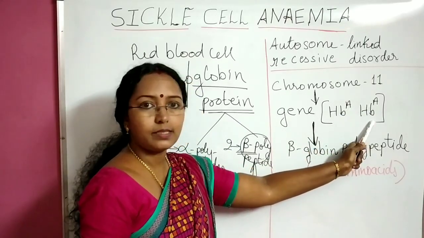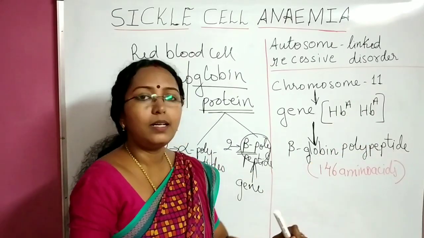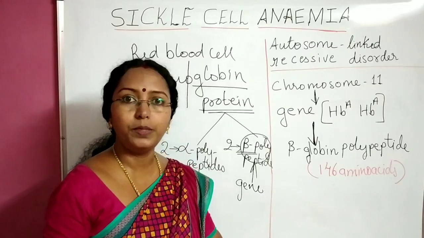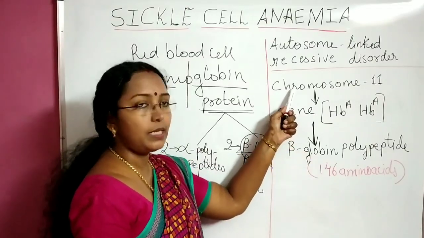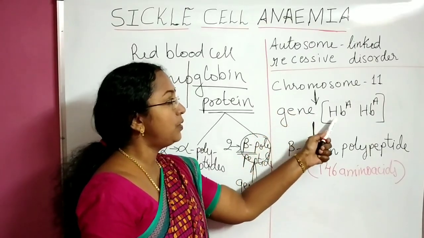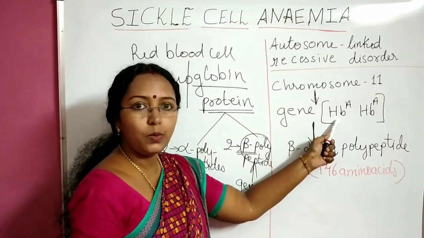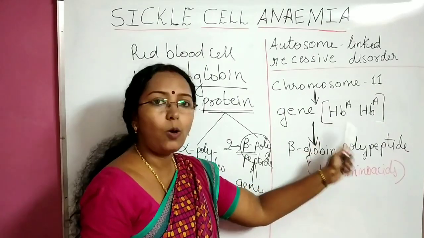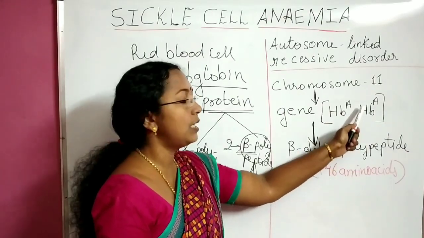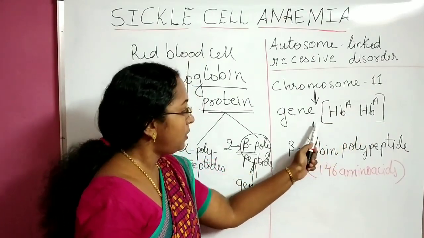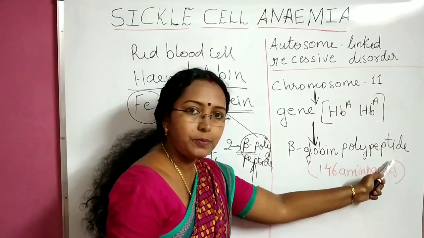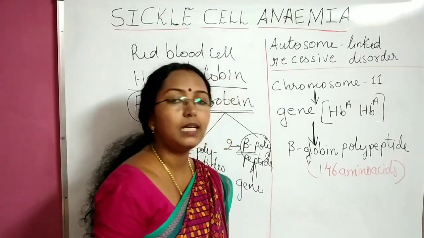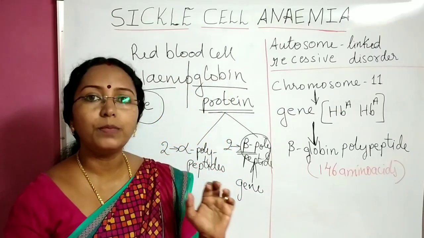2 alleles. A here represents that they are normal, HbA. Hb is related to hemoglobin. So there is a gene in chromosome 11 which is responsible for producing the beta globin chain of hemoglobin, and if it is normal you represent it as HbA. So this is producing the beta globin polypeptide. The beta globin polypeptide has 146 amino acids. This is a normal case.